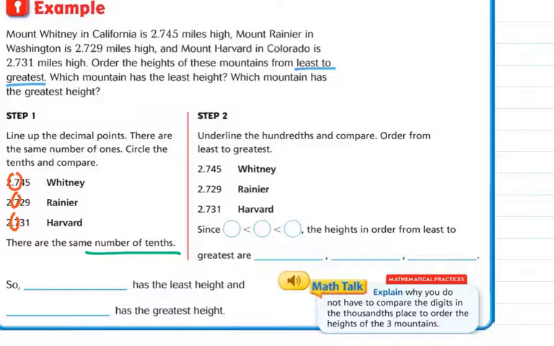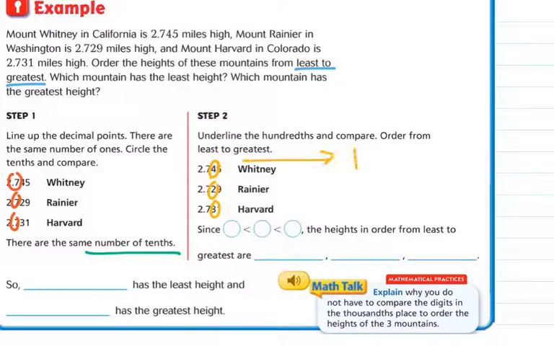So let's go through and circle the hundredths. 5 hundredths, 9 hundredths, 1 hundredths. Now, boys and girls, let's just double check. We have 5 hundredths, 9 hundredths, and 1 hundredths. Is that the hundredths place or is that the thousandths place? Yes, that's correct, boys and girls. That is the thousandths place. So what we're going to do is we're going to underline the hundredths place.